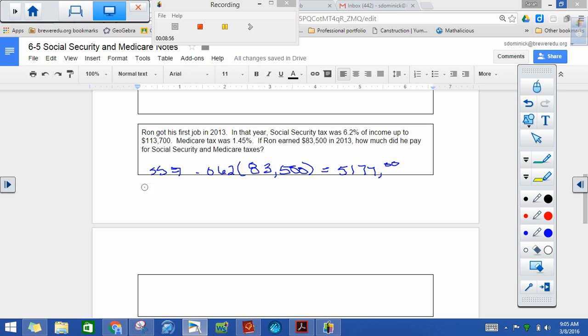Do Social Security, Medicare. Medicare is the same percentage as the problem before. And Medicare does not have a maximum taxable income. So I'm just going to multiply it by what he needs. So 83,500. If you do that math out, you should get $1,210.75. Again, they want both of them together.